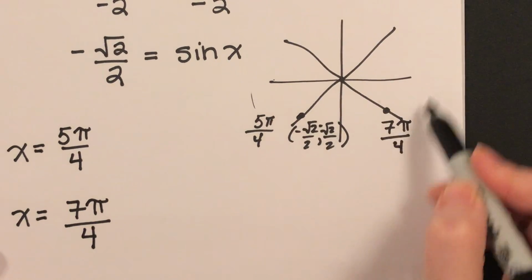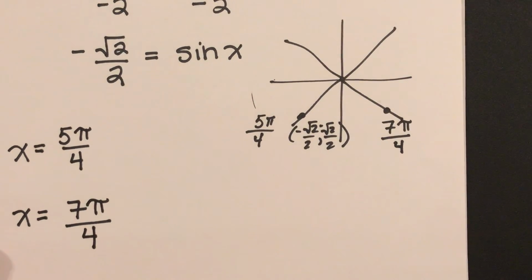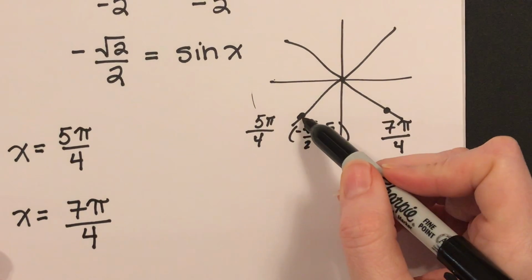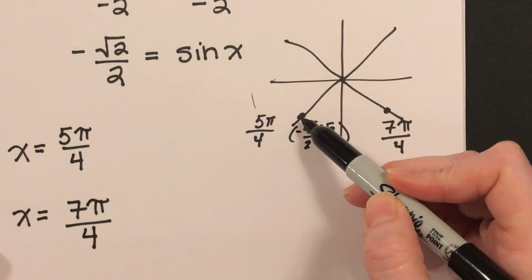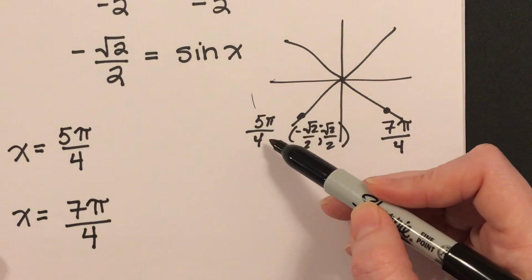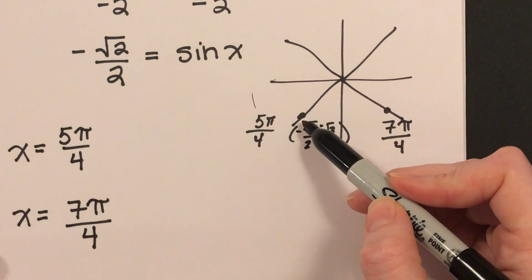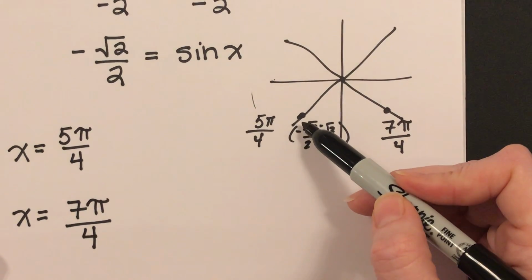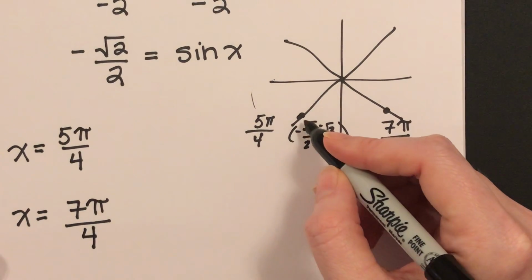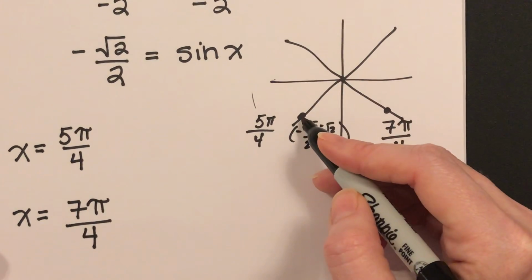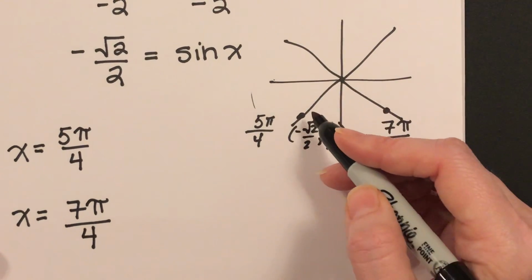So we could keep going around this circle, just keep adding 2 pi, right? And getting back to this angle. So 5 pi over 4 plus 2 pi would be 8 pi over 4, so 5 plus 8 is 13. So 13 pi over 4 would also have that same coordinate. Then you add 2 pi again, and again, and again. You keep getting this same answer.